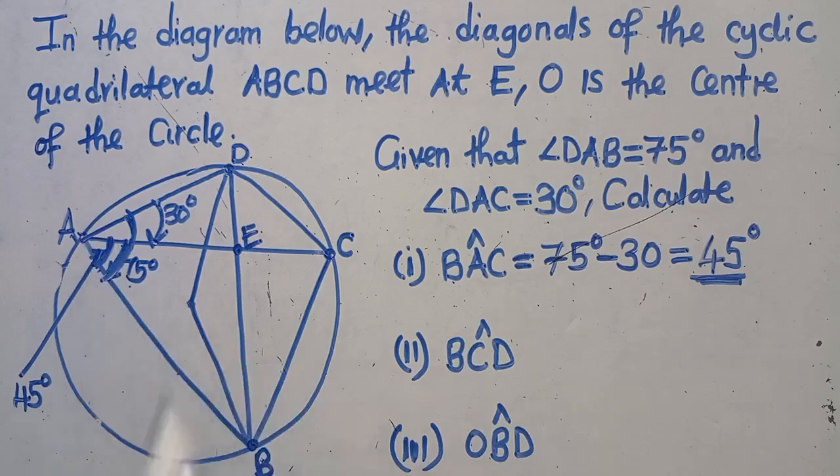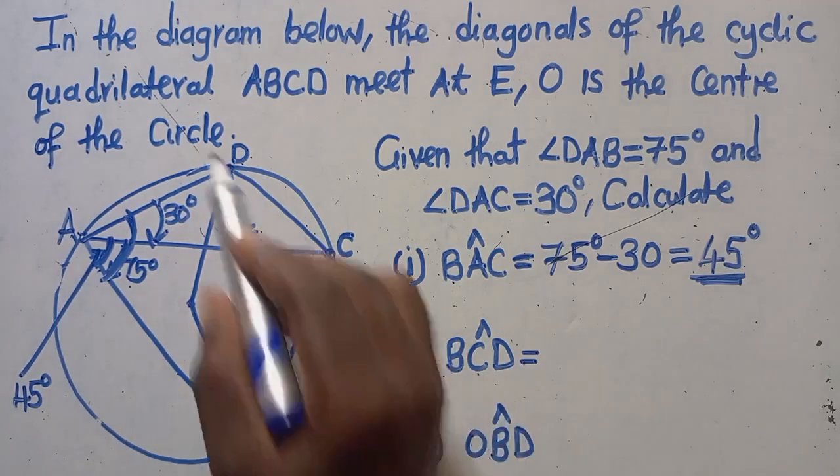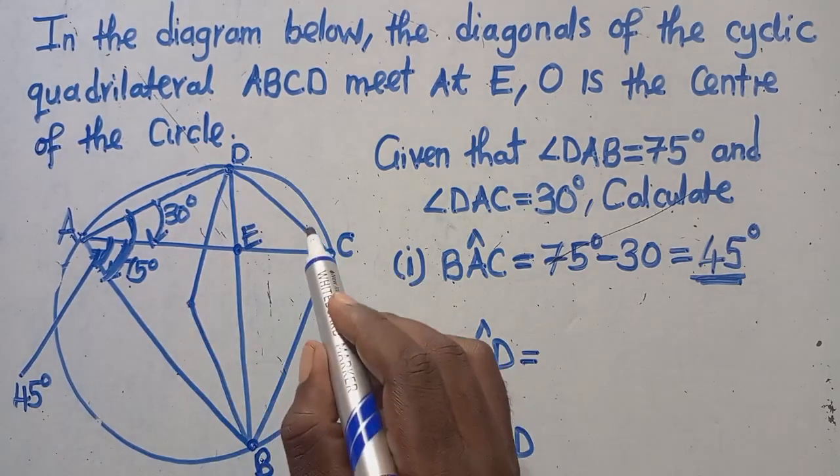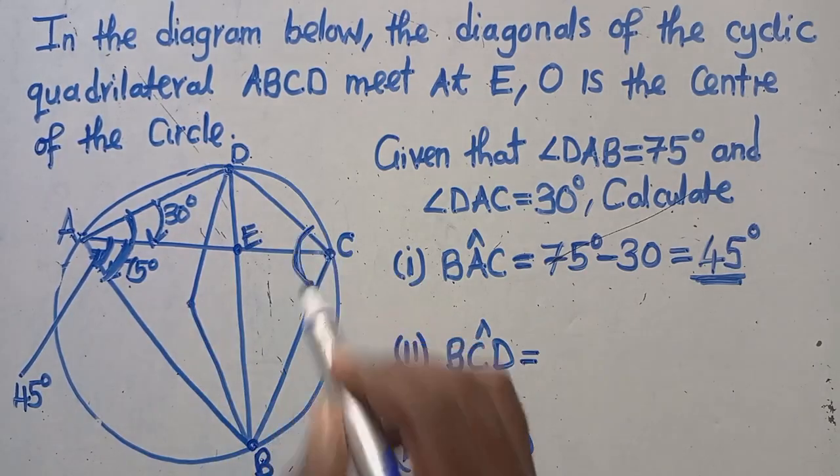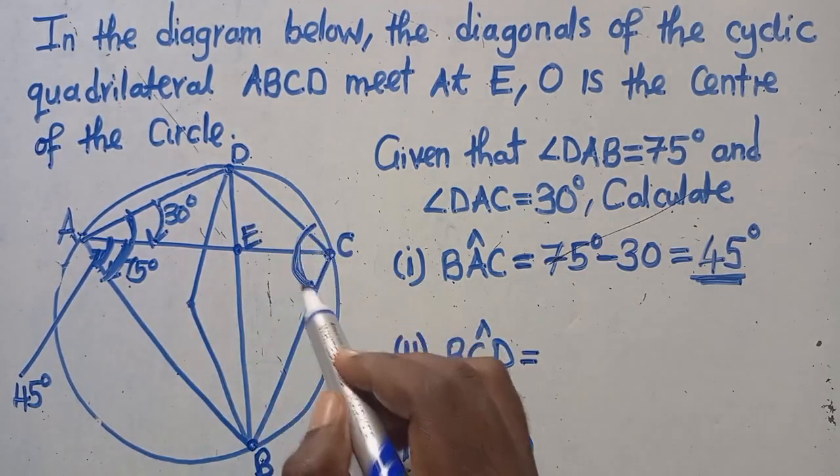Just this part. Okay. We move now to this one that is here. They're telling us to find BCD. How can we find BCD? BCD. We want to find this angle. Have you seen? BCD, it is everything here.